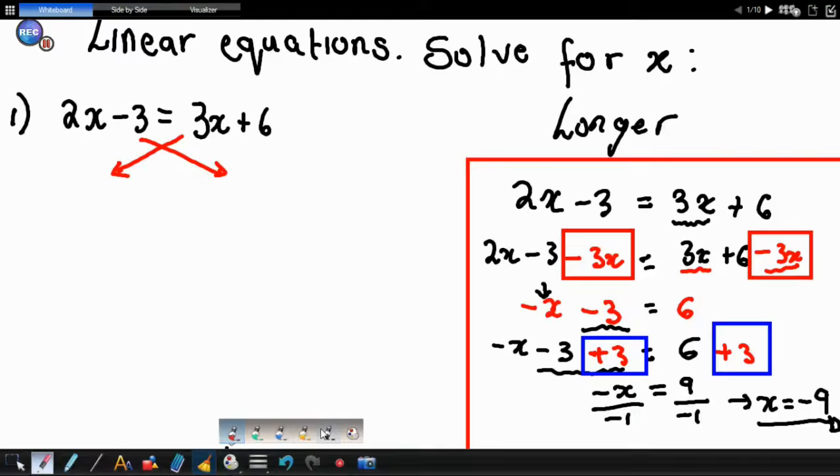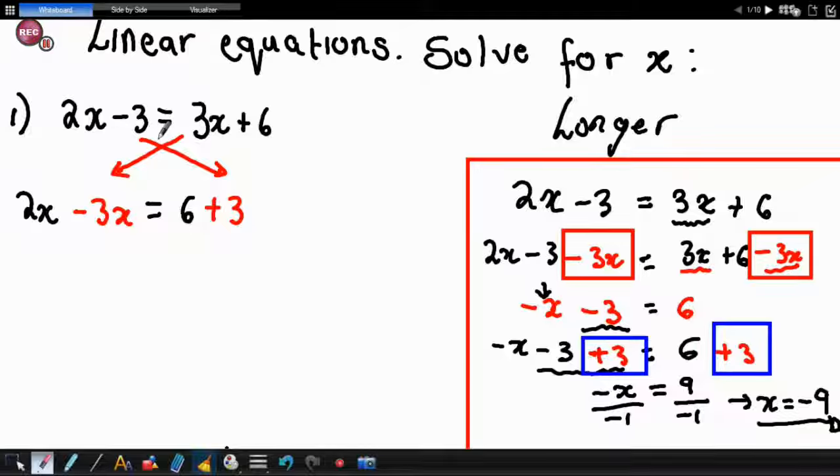Right, now, basically, I'm going to have this 2x, then minus, this will be minus 3x, right? And then I'll have 6, because 6 will be left here. And then what is new this side? It's going to be positive 3. This is an additive inverse of 3x. This is an additive inverse of negative 3.